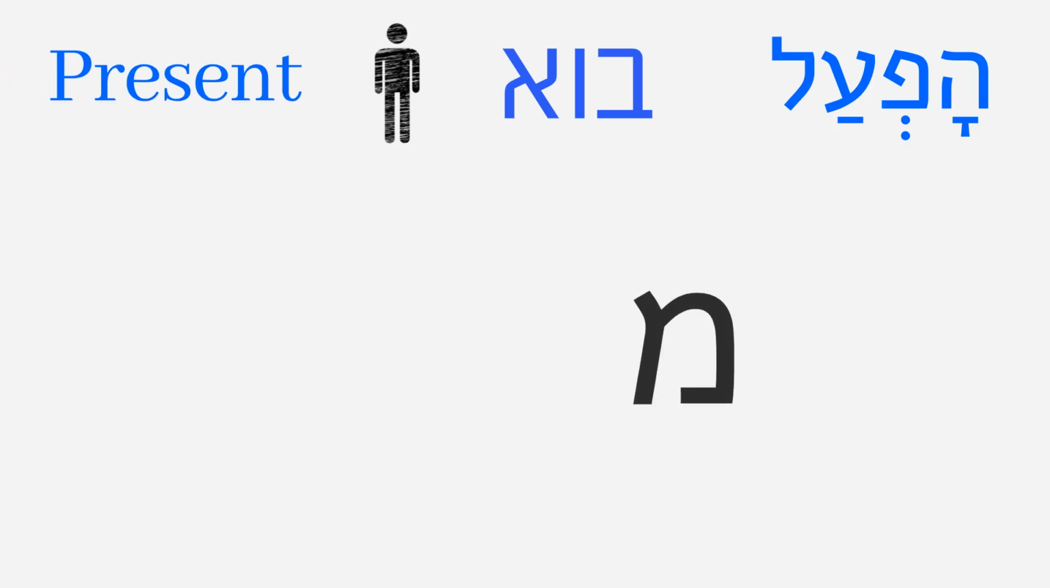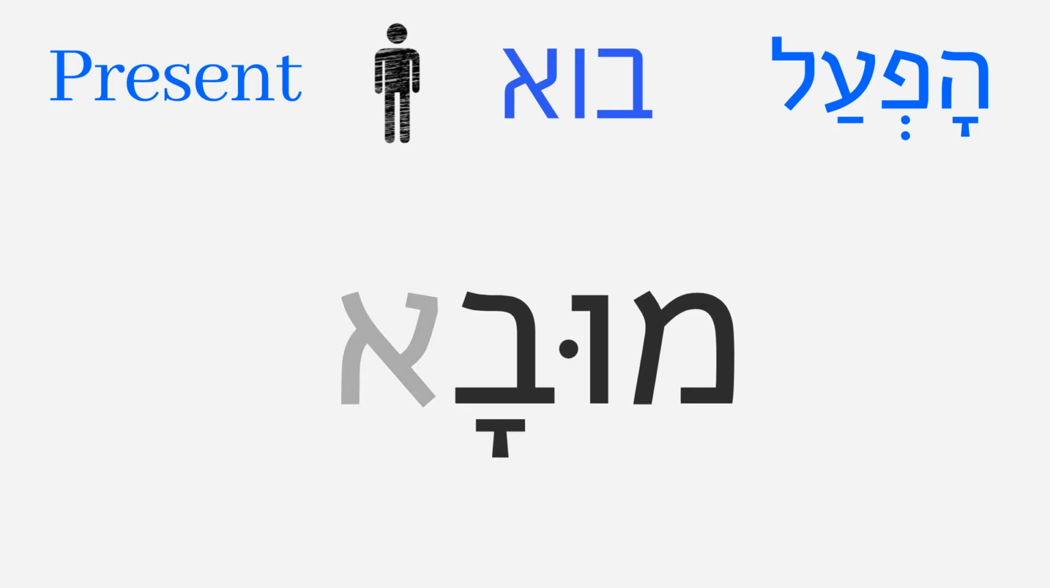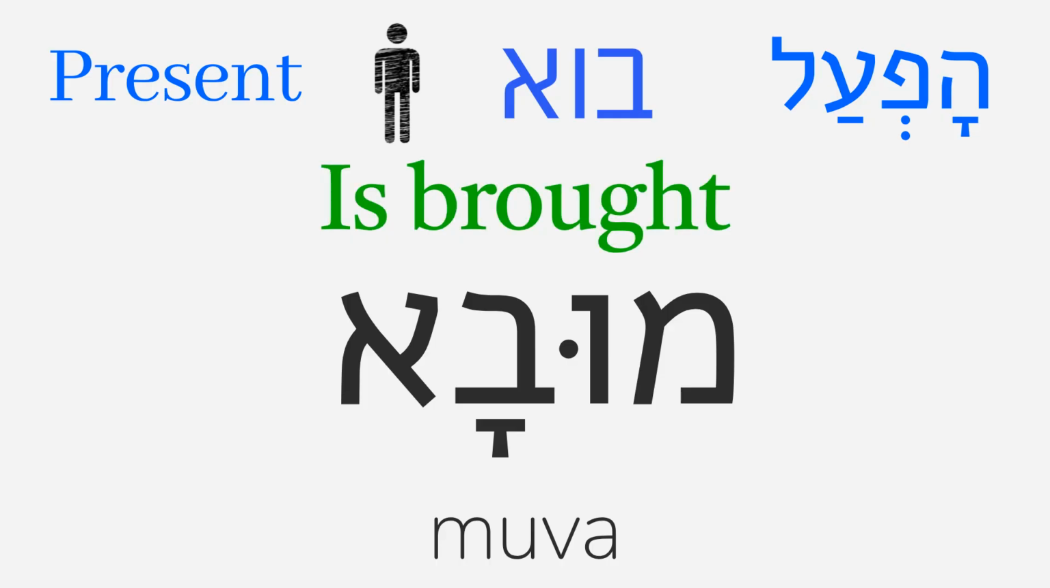This will begin with a mem. In regular Hophal verbs, this mem can have a kamatz that says o, or a kubutz that says u. When a Hophal verb is made from a hollow root, though, the vowel will always be u, spelled with a vav and shuruk, never o. Then comes the first root letter bet. We skip over the second root letter vav, and put a kamatz on the bet, ending with the third root letter aleph. Muva, is brought, masculine singular.